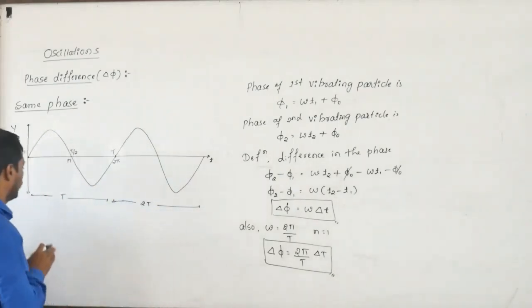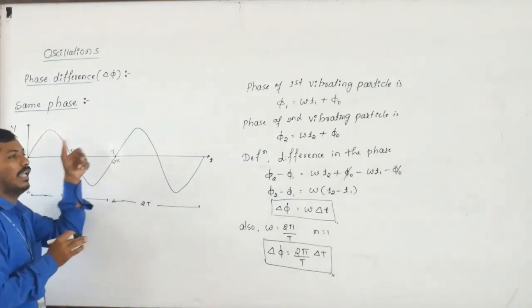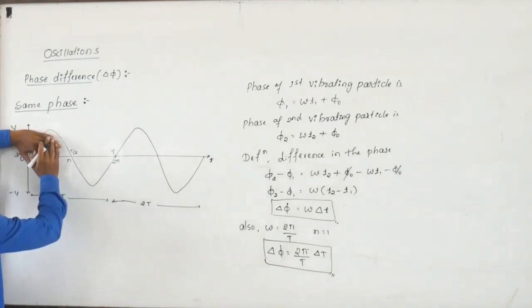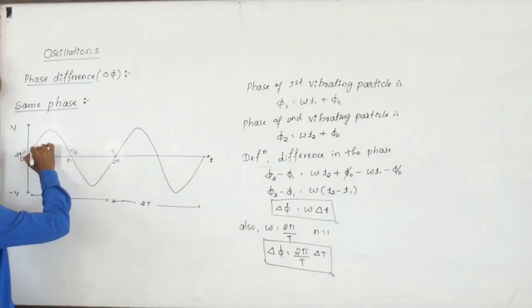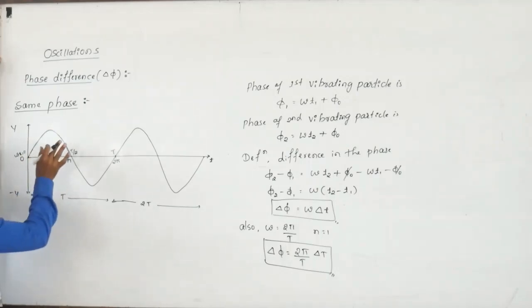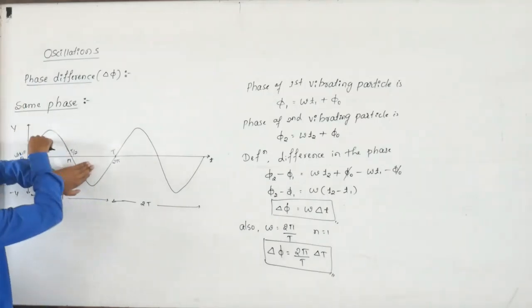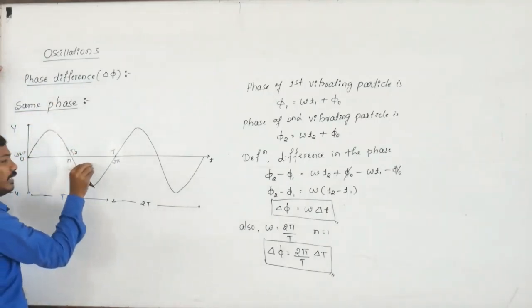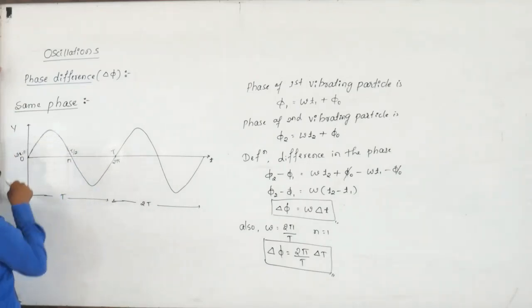If those two particles are in the same phase, and it is positive, it starts from its mean position and is considered a positive displacement of the body. The opposite is this one: this is considered a crest and this is a trough. The trough is opposite to that. It is a negative displacement, and that is a positive displacement. Those two are in opposite phase.